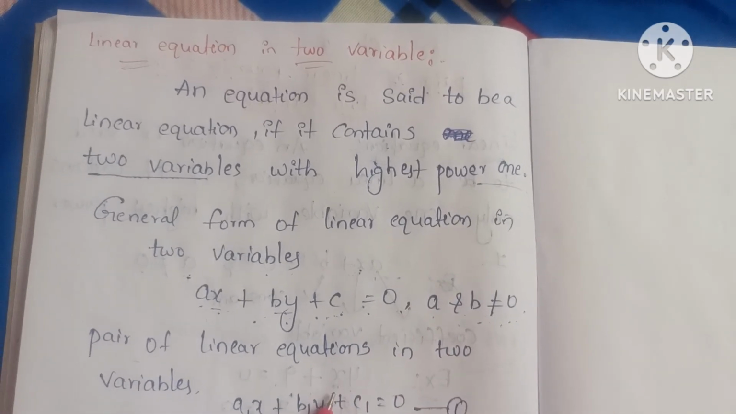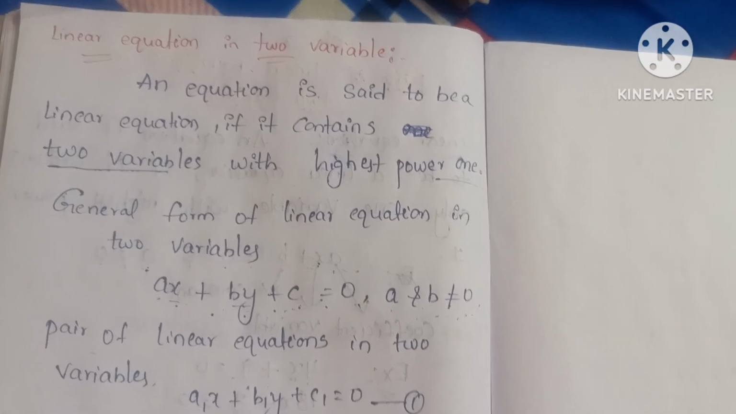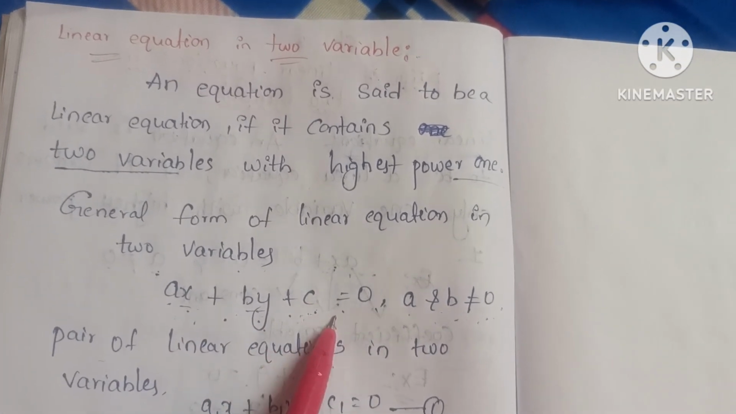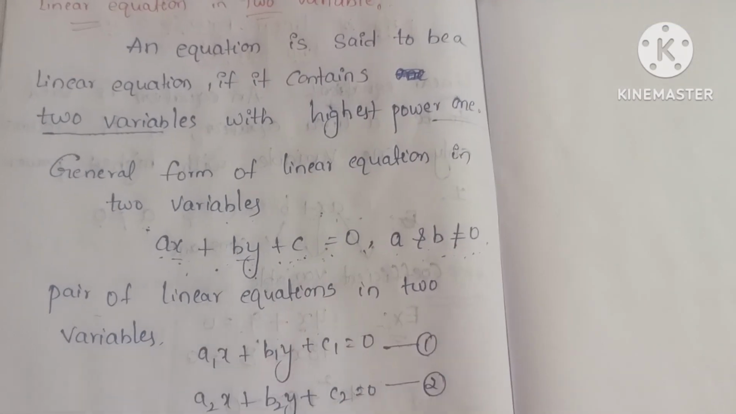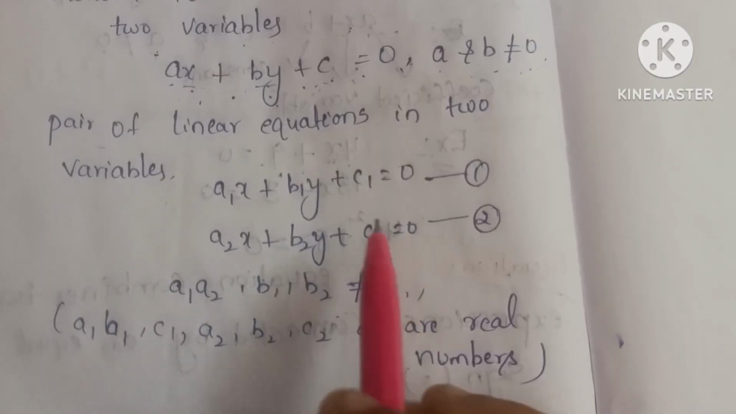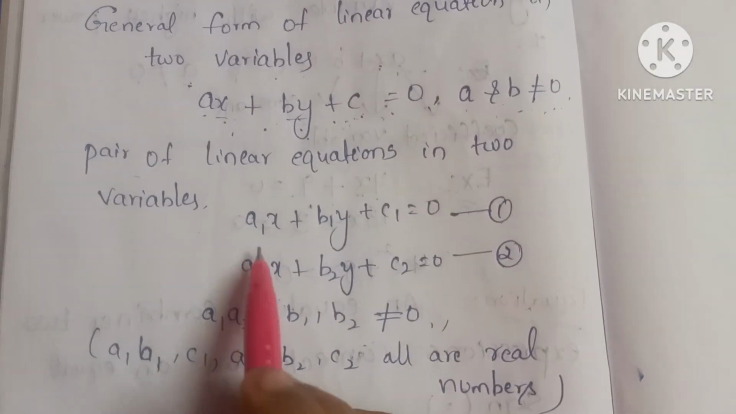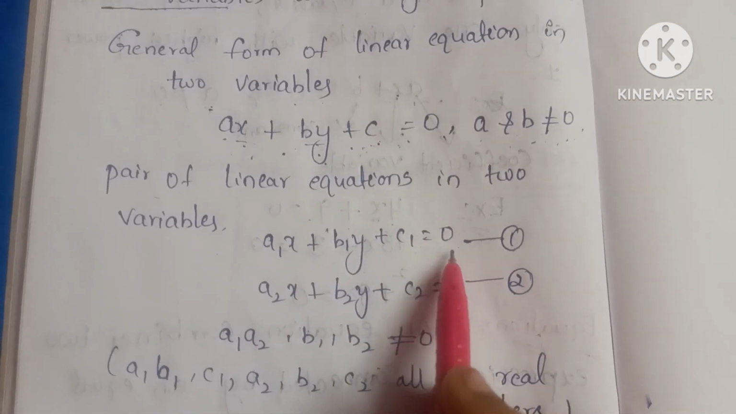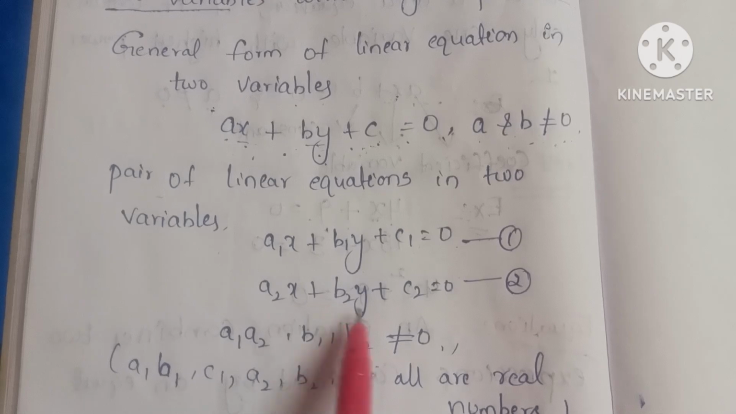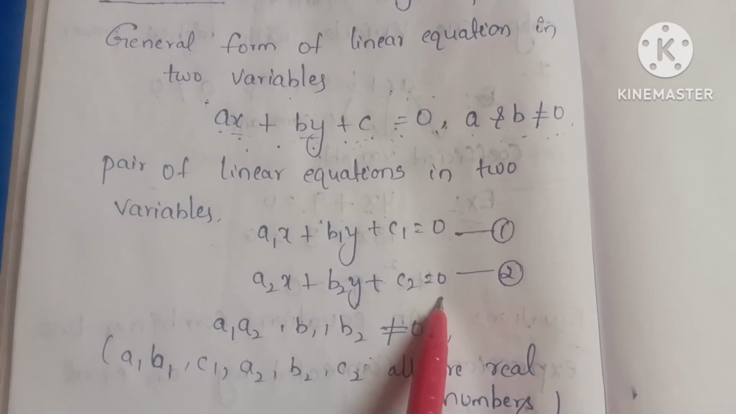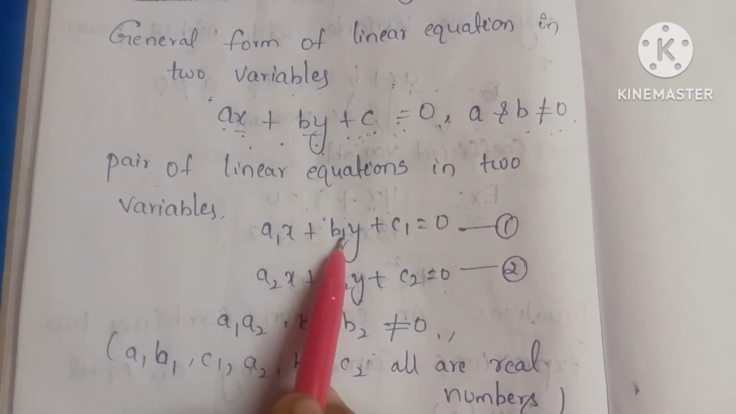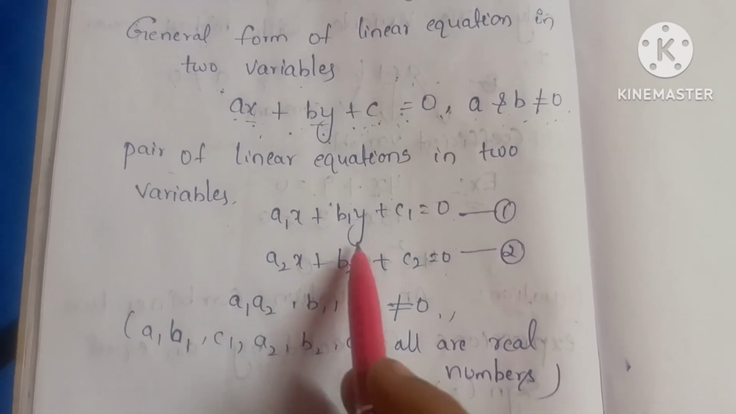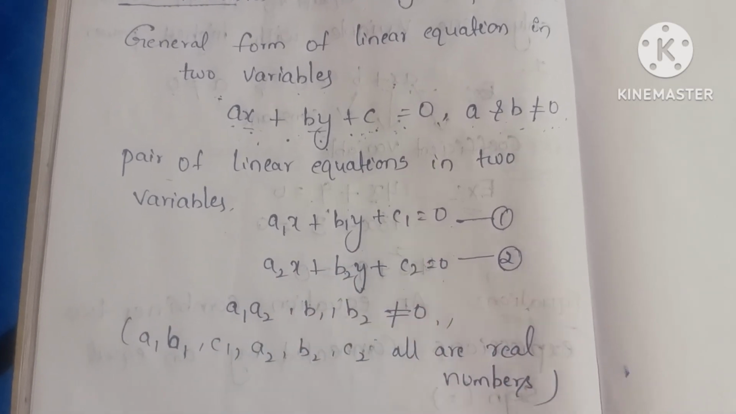Pair of linear equations in two variables. What is the general form? ax plus by plus c equals 0. In this case, I will write it like this: a1x plus b1y plus c1 equals 0, and next, a2x plus b2y plus c2 equals 0. Here a1, a2, b1, b2 are not equal to 0, and a1, b1, c1, a2, b2, c2 are real numbers.